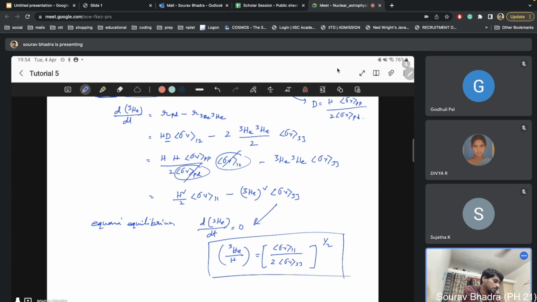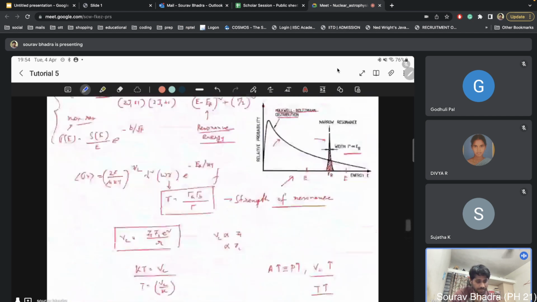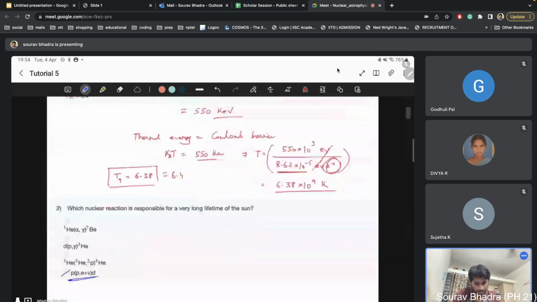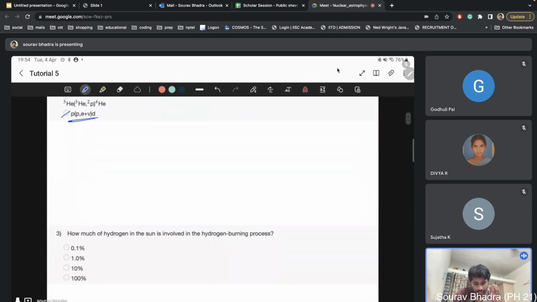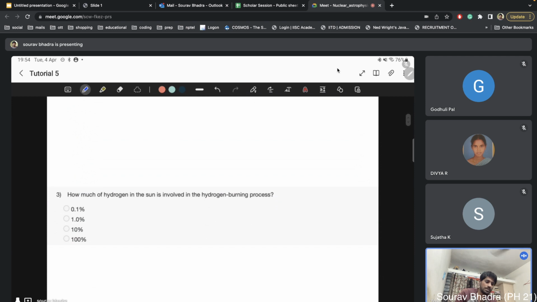Okay. So, that has been done, and now one thing I have not written. Another question there is, that is the theoretical question. I will just tell you that 2 is done. 3 is how much of hydrogen in the sun is involved in the hydrogen burning process. If you calculate roughly, it will be 10%. 10% of the sun is involved in hydrogen burning process. This has been calculated. Okay, this is for you.